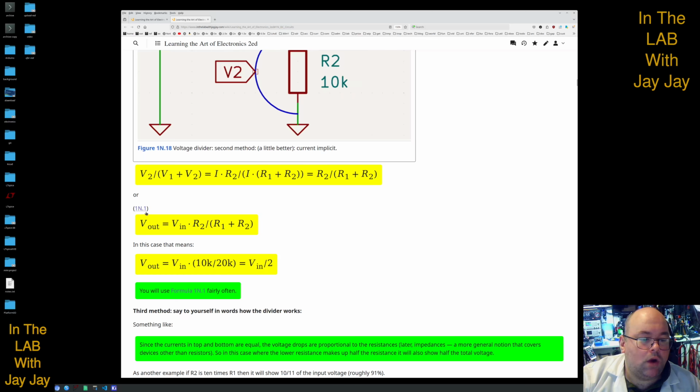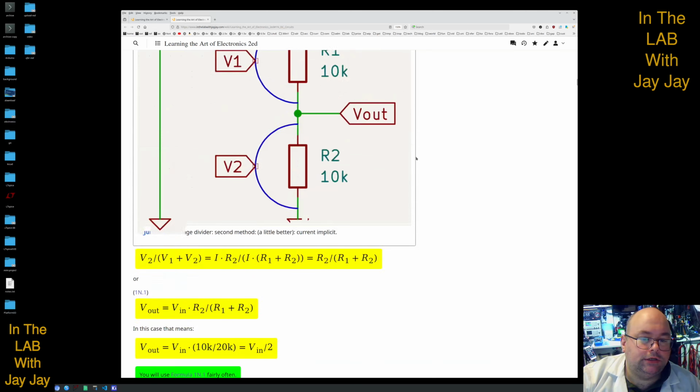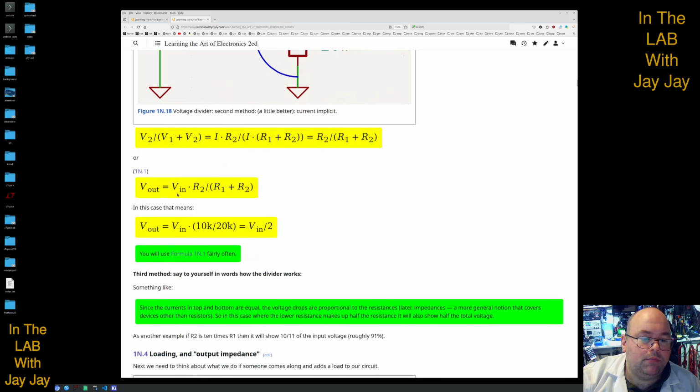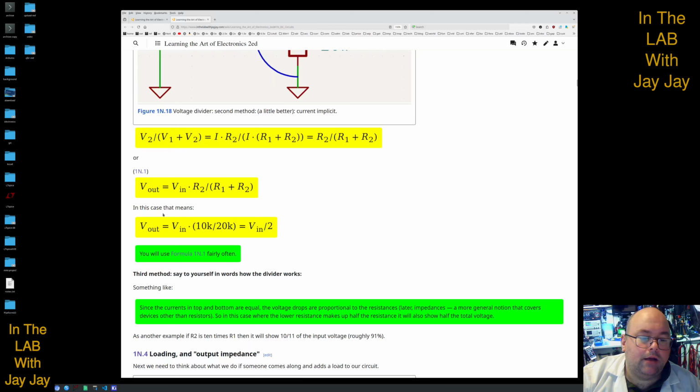And then that leads us to 1N1, which is the first equation that we have here. So this is equation 1N1, and it says that the output voltage, which is at this point here, is the input voltage times R2 divided by R1 plus R2. So that's this voltage times this divided by this plus this. And in this case, that means this, which means you get half the voltage. So as it says here, you will use the formula 1N1 fairly often.